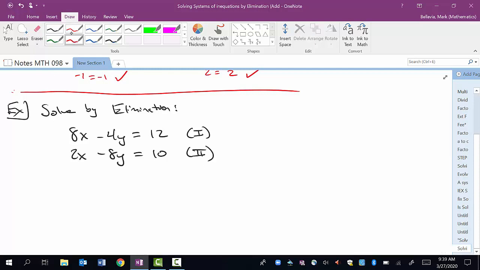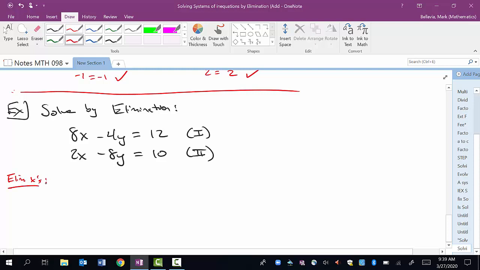So the first thing is you should make sure they're in standard form. In this case, they are, with the x's lined up, the y's lined up, the equal signs, and the constants. And then from there, I have to make a decision. Do I want to eliminate x's or y's? Because I chose to eliminate y's last time, I'll choose to eliminate x's here, but it doesn't really matter which one you pick.